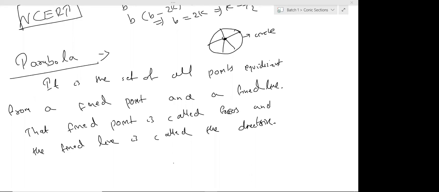So that fixed point is called focus. And the fixed line is called directrix. All right, focus and directrix.